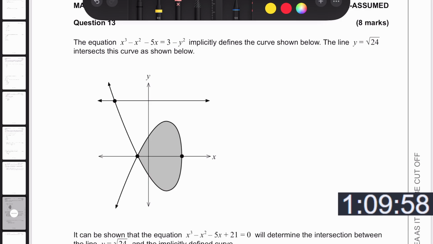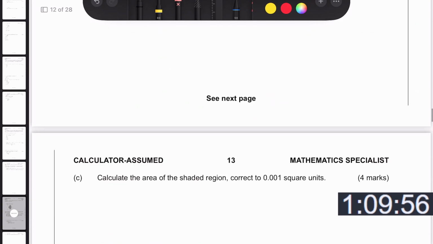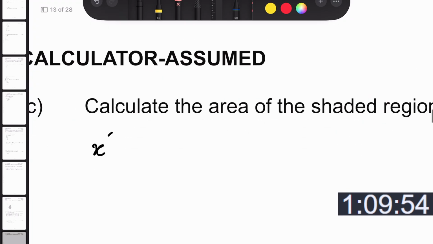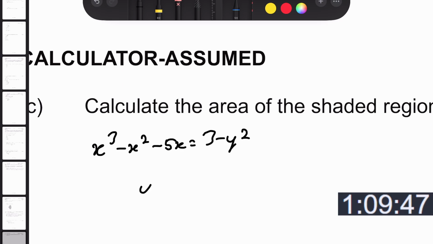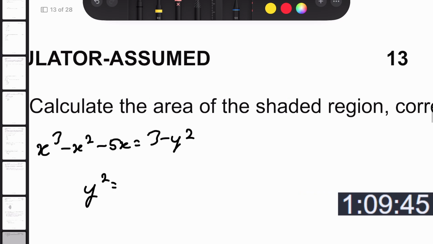This would be easier if I do y times of x. So let's do x cubed minus x squared minus 5x is equal to 3 minus y squared. So let's bring y to the left hand side. So y squared is going to equal 3 minus x to the power 3 plus x squared plus 5x.